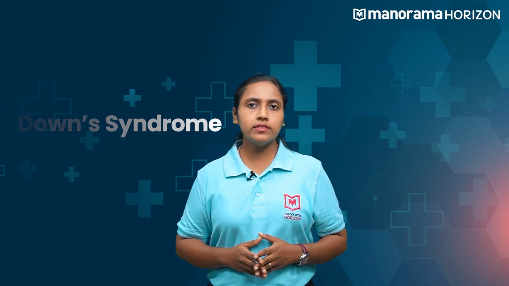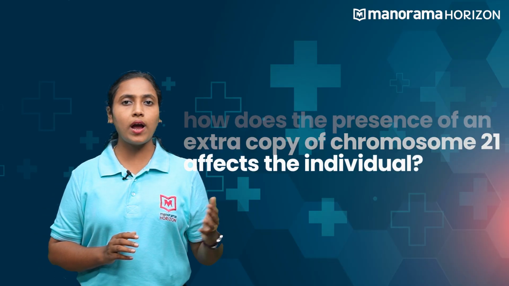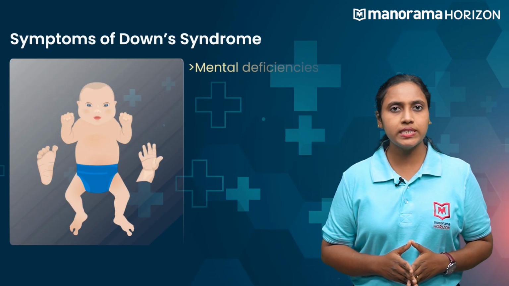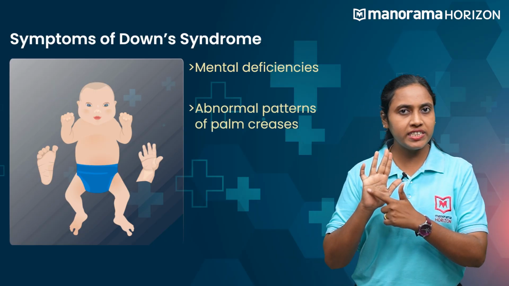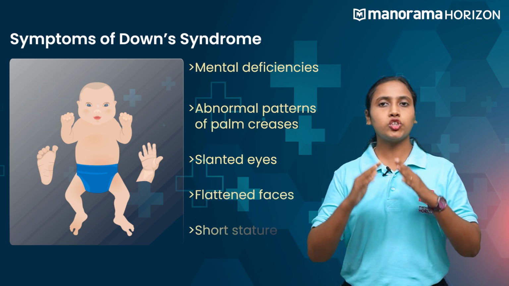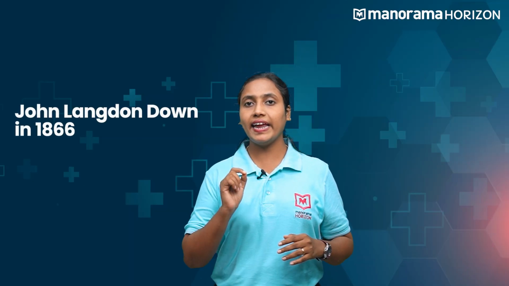Here, one important thing to notice is that the occurrence of Down syndrome increases with age during a woman's reproductive year. So, how does the presence of an extra copy of chromosome 21 affect the individual? Let's see. The affected individual will have mental deficiencies, abnormal patterns of palm creases, slanted eyes, small round face, and a short stature. This was first described by Langdon Down in 1866 and hence the name Down syndrome.